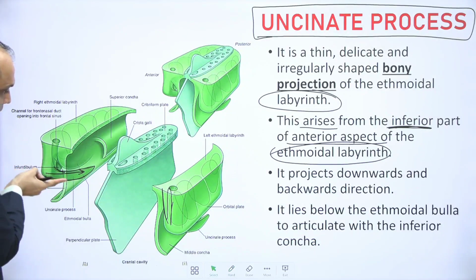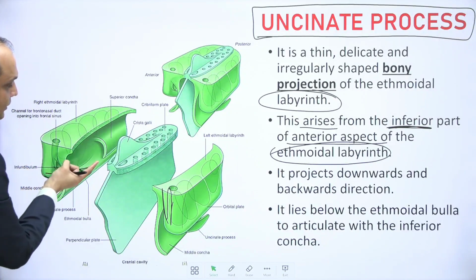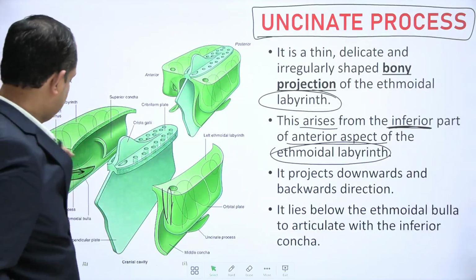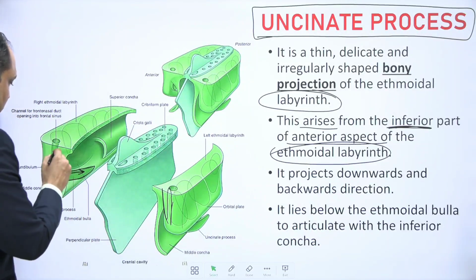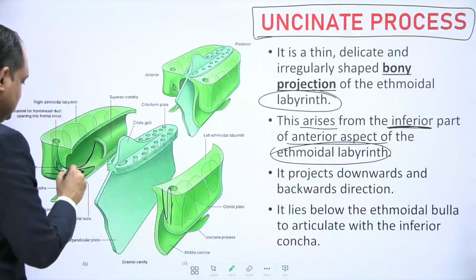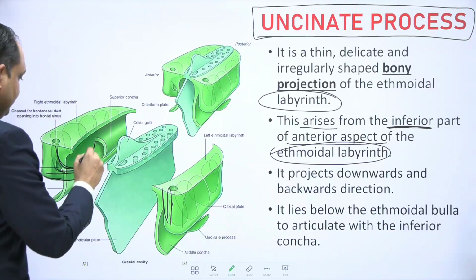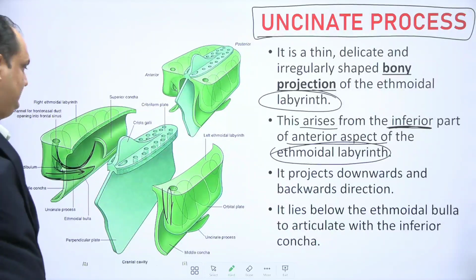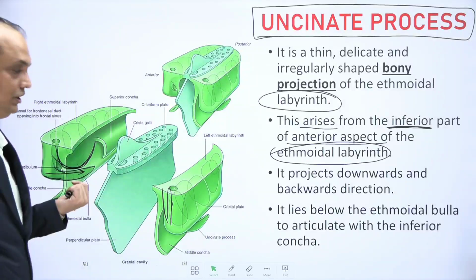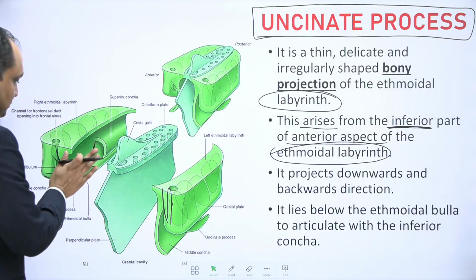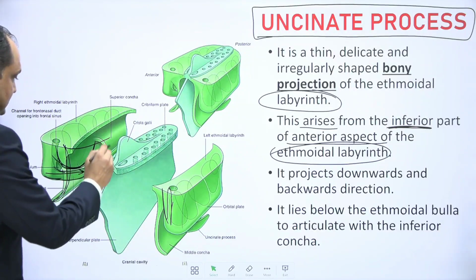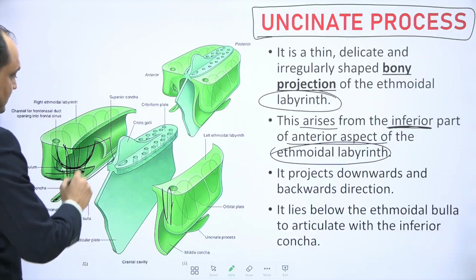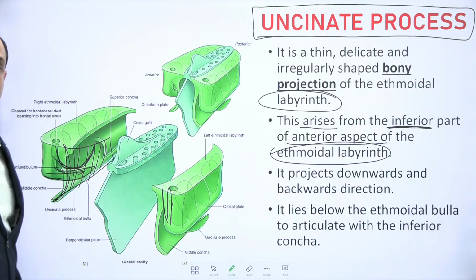So, after taking origin, the uncinate process goes downward. When it is going downward, it comes below this swelling, which is known as the ethmoidal bulla. Now, when you see this structure, you have to understand that both of them are covered by this shelf that is known as the middle nasal concha.